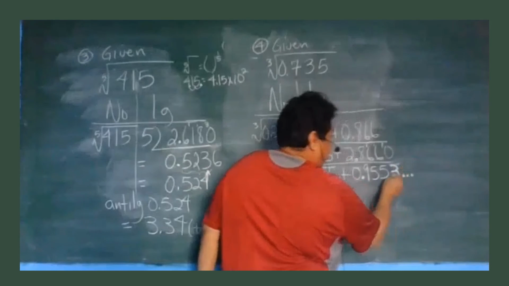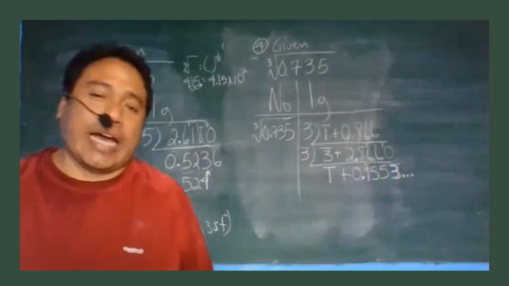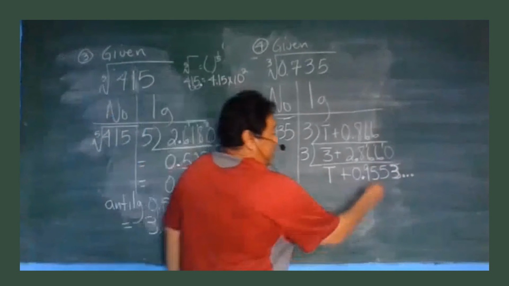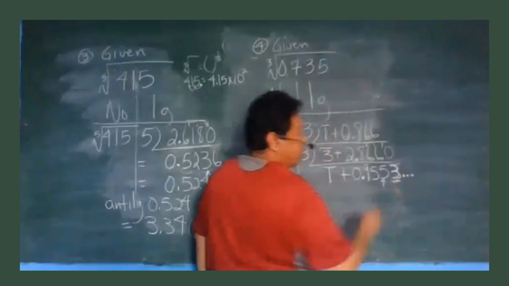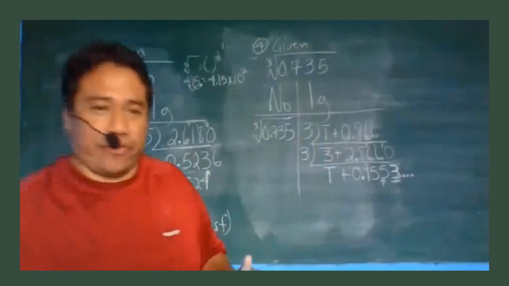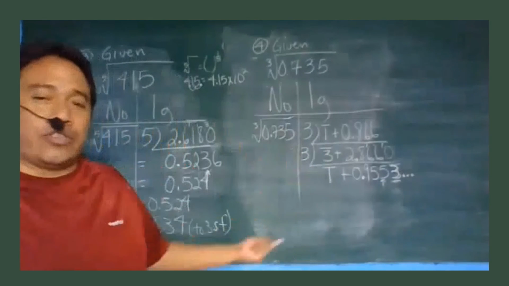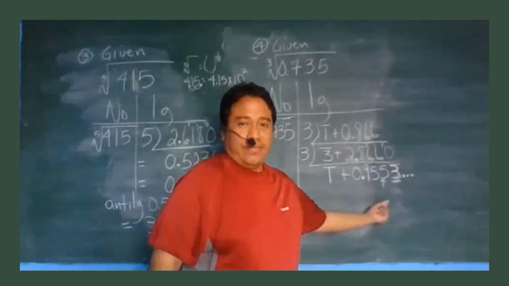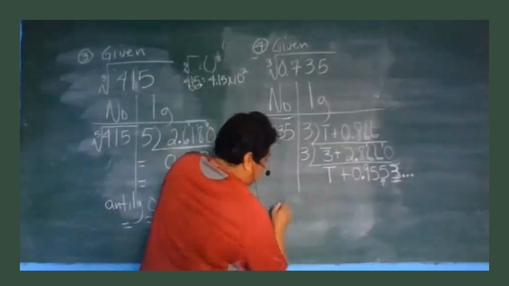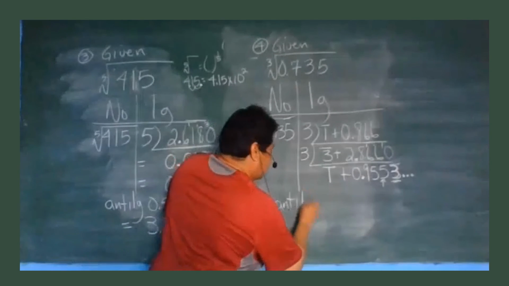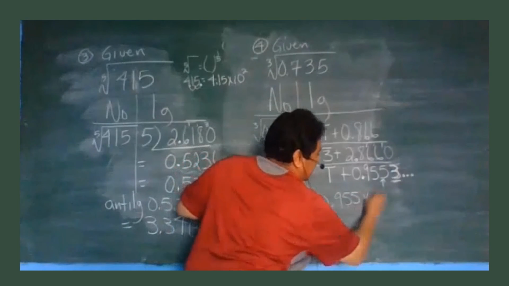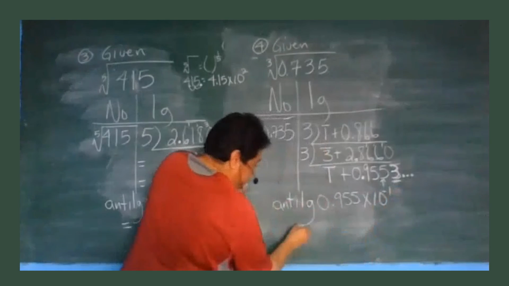But how many digits can I use? 3. But the number behind the 5 is 3. So if I round off, will I add 1 to this last 5? No, you can't. So I will anti-log now. I will anti-log 0.955 times 10 to the negative 1.